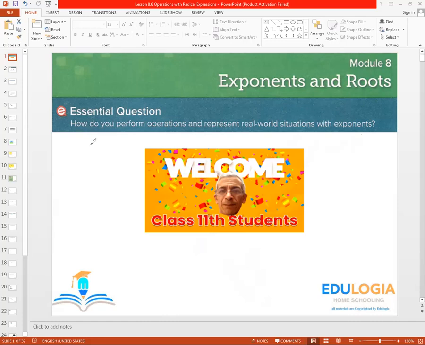And we are dealing here with module 8 still, exponents and roots. The essential question is, how do you perform operations and represent real world situations with exponents? Let's move on.